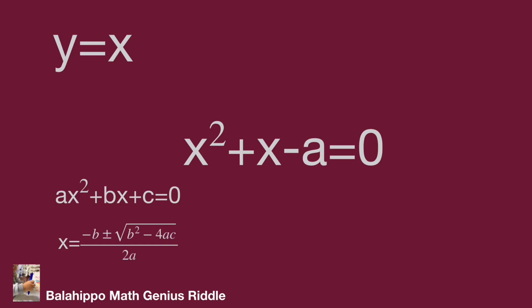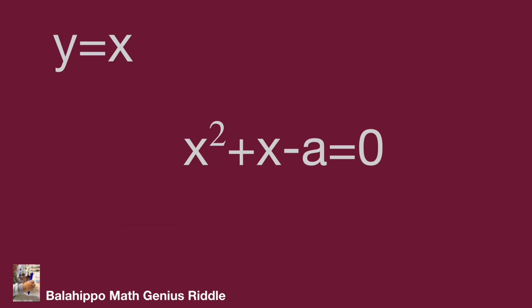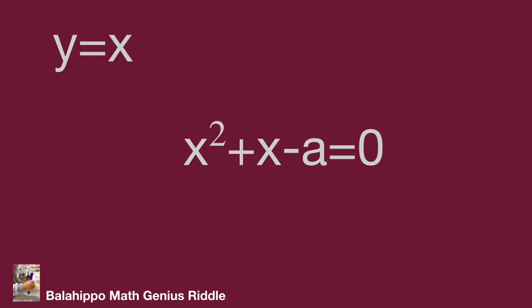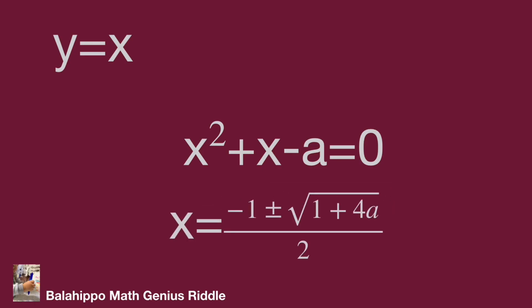Adapt to the equation. x equals minus 1 plus or minus square root of 1 squared minus 4 times 1 times minus a, over 2 times 1. Finally, get x equals minus 1 plus or minus square root of 1 plus 4a over 2.